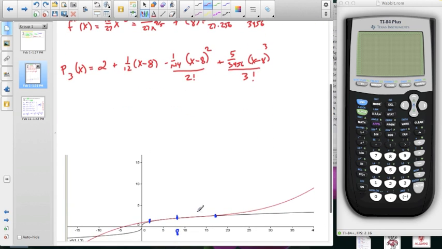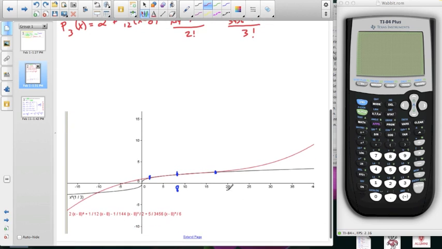And if we take a look at the graph here, here's the polynomial approximation written here. So if we notice, we have 2 times x minus 8 to the 0 power, which is just 1, right? Anything to the 0 power is 1. So we have 2 plus 1/12 x minus 8 minus 1/144 x minus 8 squared over 2 plus 5 over 3,456 x minus 8 cubed over 6, which is 3 factorial. And so there's that cubic approximation.